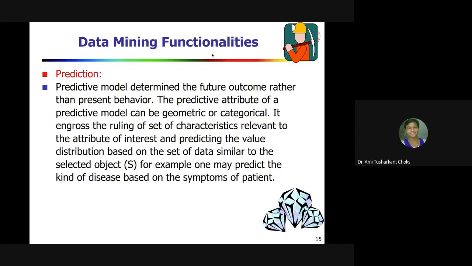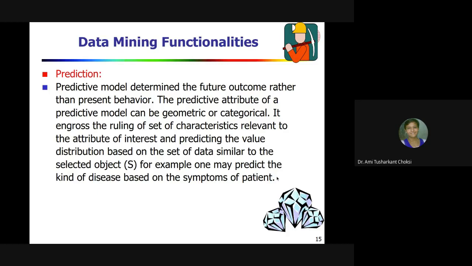Next, we will learn the data mining functionalities. First of all, let us know about prediction. What is that? A predictive model determines the future outcome rather than present behavior, but that is being predicted from the present behavior only. The predictive attribute of a predictive model can be numerical or categorical. It involves finding a set of characteristics relevant to the attribute of interest and predicting the value distribution based on the set of data similar to the selected object.